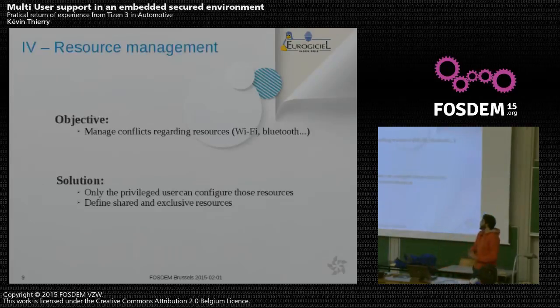So there is only one issue with resource management, which is to manage the conflicts. For example, if one user wants to set a particular IP on the Wi-Fi device, and another wants to set another IP, we need a way to prevent that issue. So the solution is quite simple in the end. It's to have only one privileged user that can configure it, which is kind of the administrator, as I said before.